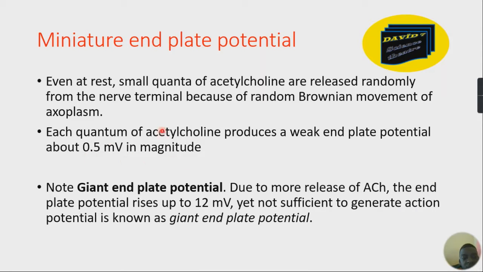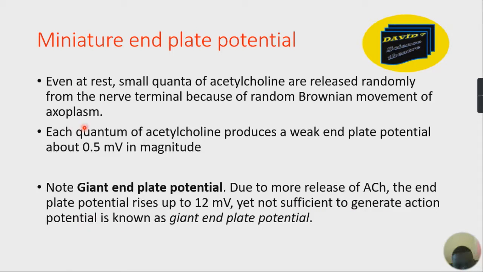So this is what we call the miniature. At rest there is some release of acetylcholine. That's what we call miniature end plate potential. But now there is what they call the giant end plate potential, and this is due to more release of acetylcholine, so that the end plate potential rises up to 12 millivolts, yet not sufficient to generate an action potential.